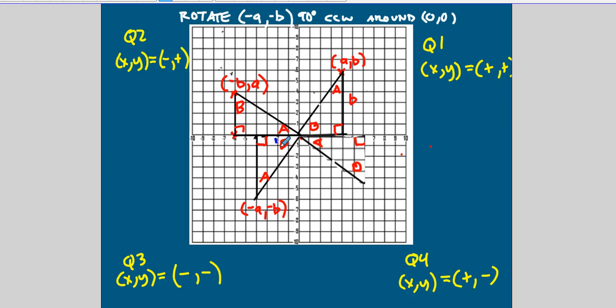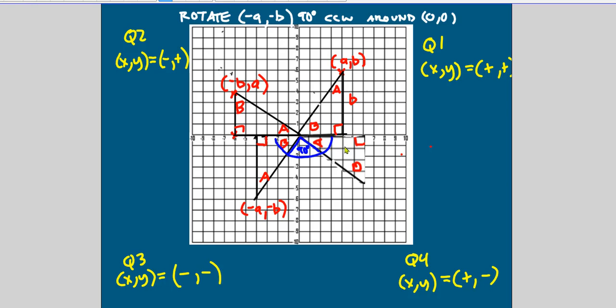Again, since these angles add up to 180, and A plus B are complementary, they're 90 degrees. I know this rotation is 90 degrees right here. I know that's a 90 degree rotation. Now the coordinates at this point, in quadrant 4, x is positive, y is negative. So this is going to be the coordinates of this point right here.